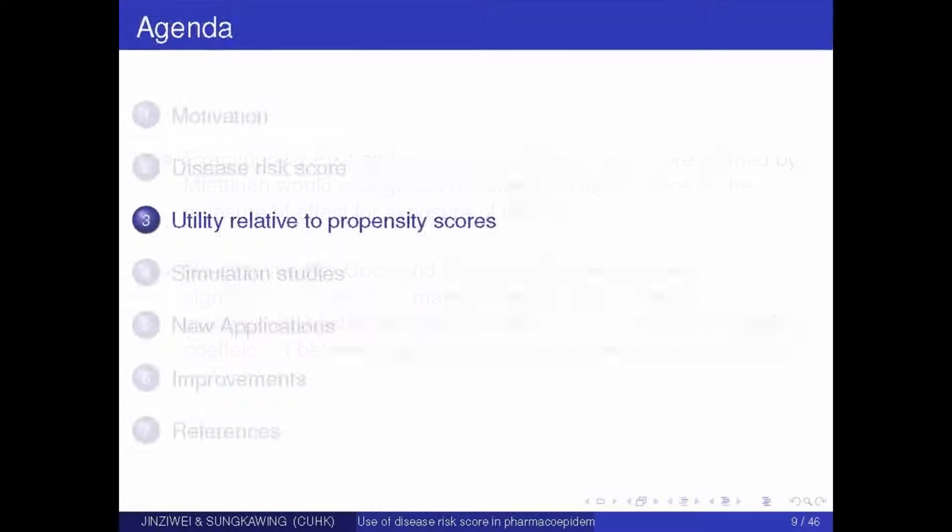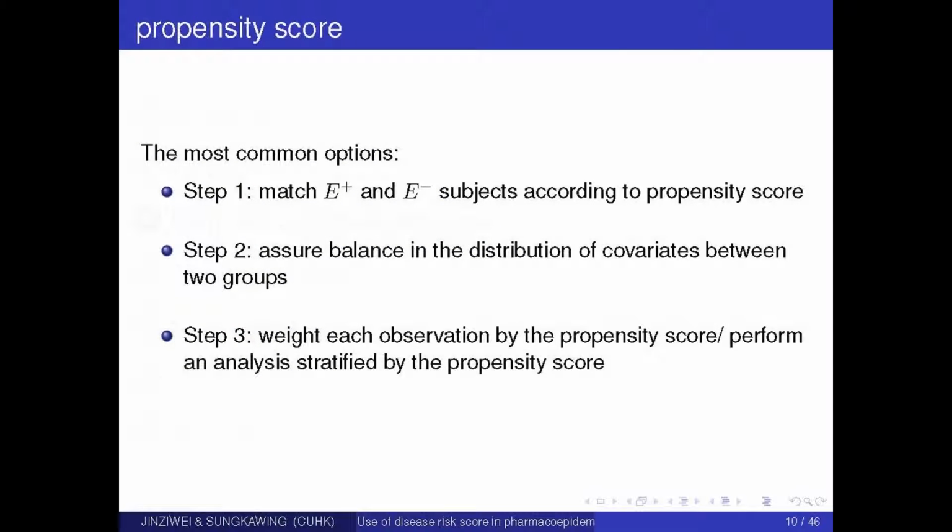As we just mentioned, propensity score is also a common approach for these studies. Let us put propensity score and disease risk score together, and make a comparison to see how well they perform in different scenarios. What is propensity score? The most common option consists of 3 steps.